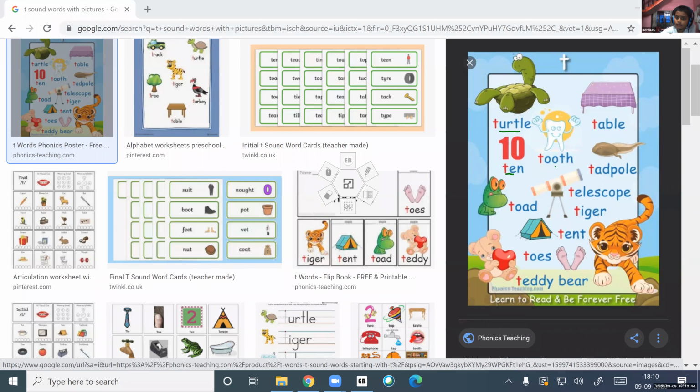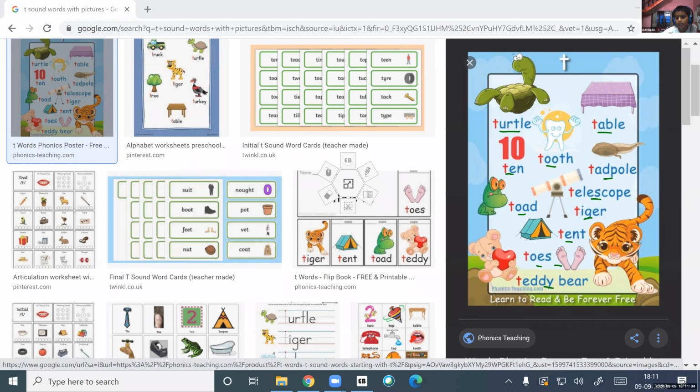Ten. Next one. Tooth. Tooth. Tooth. Next one. Table. Table. Tadpole. Telescope. Telescope. Toad. All right. Tiger. Tiger. Next one. Tent. Tent. Then toes. Okay. And teddy bear. Teddy bear.